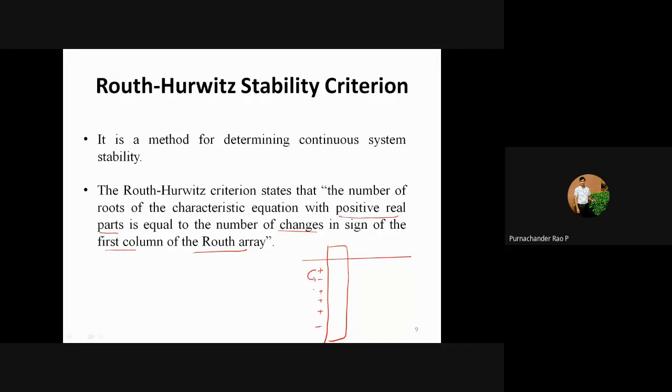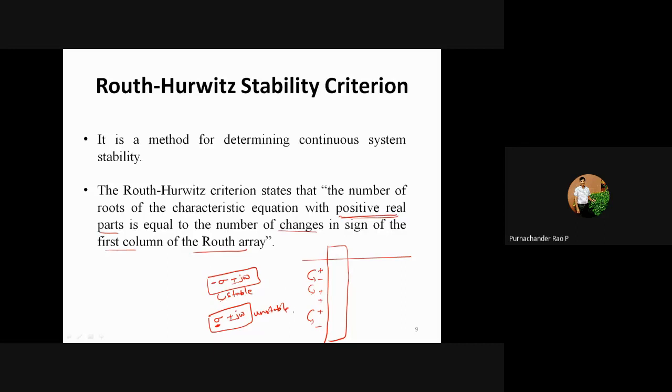These sign changes are nothing but the roots with positive real parts. The roots are of the form sigma plus or minus j omega. Normally sigma should always be negative, then the system is stable. So if the roots have negative real parts with plus or minus j omega, then the system is stable. If there is a positive real part plus or minus j omega, then the system is unstable, because this real part is located at a positive value. So the system is unstable.